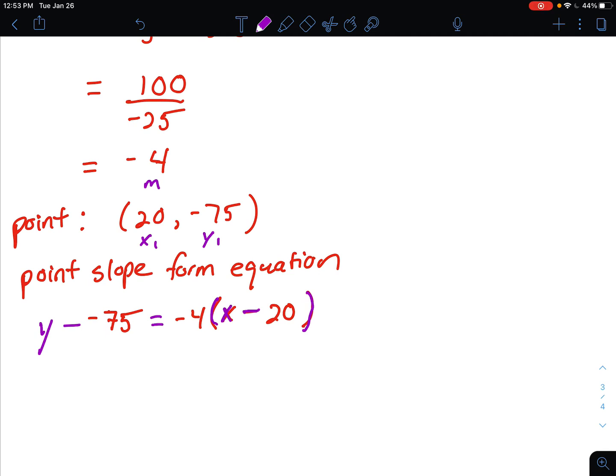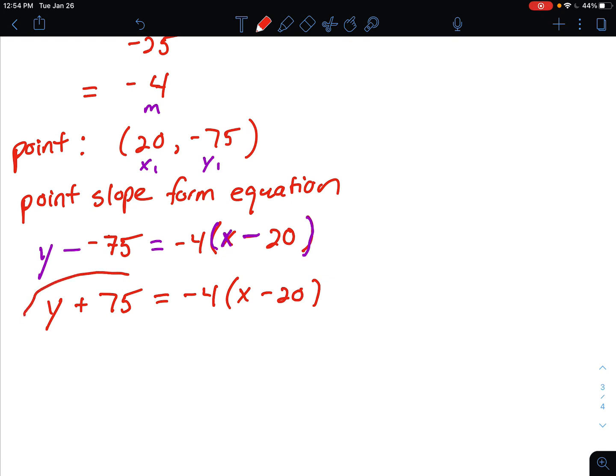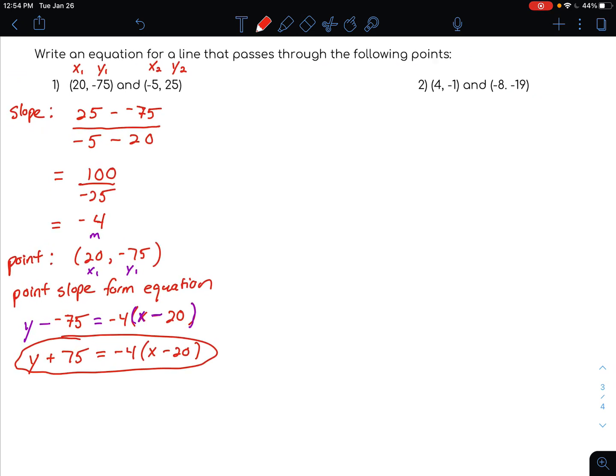Now we can simplify that just a little bit, make it look a little bit nicer, by taking the y minus negative 75. That's really the same thing as y plus 75. So let's just clean that up, and then keep the rest of it like it is. So that right there is the point-slope form. So you have now written the equation of a line that passes through those 2 points.